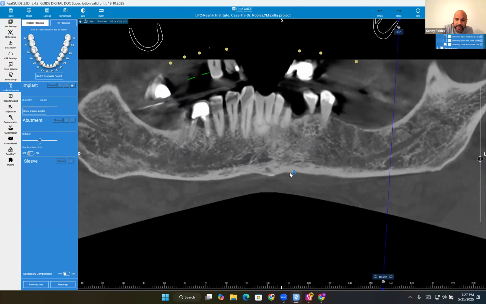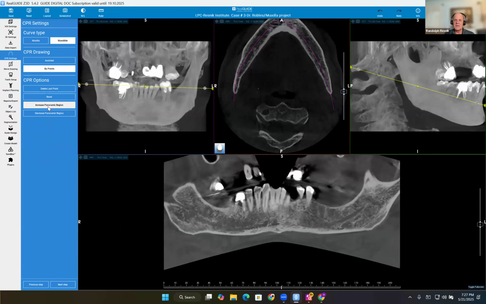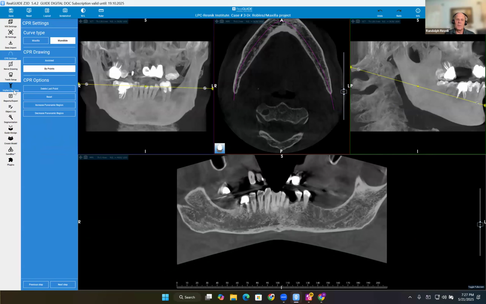Going back to the maxilla, you're thinking about 6 implants over there? Yes, 6 implants, possibly 7, depending on the arch form. But I would definitely do 6 implants. It's going to be in compromised bone.